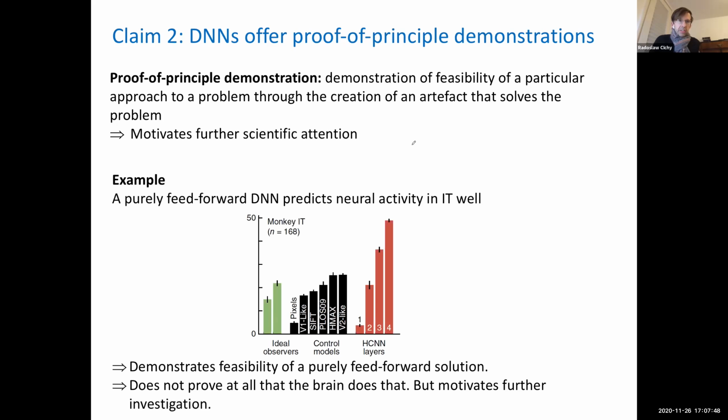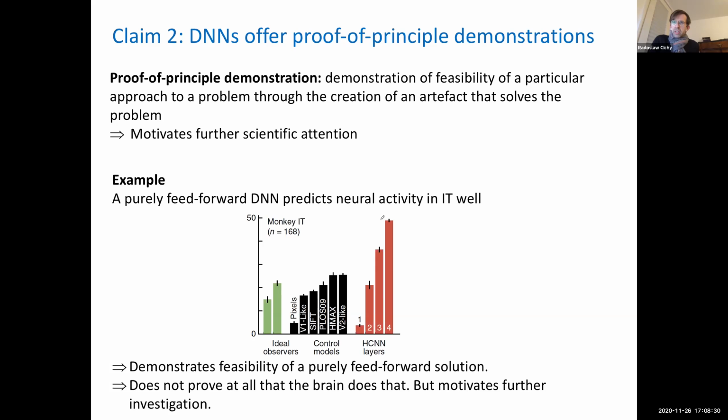A good example for this is a work from Jim DiCarlo from a bit far back, where he showed that a purely feed-forward network can predict neural activity in cortical area IT well. Here you see how well things predict on the y-axis. On the x-axis, you have ideal observers, control models, basically different types of models. And on the right in red, you have different layers of a deep neural network. You see the deep neural network is predicting the most variance in this region. And the important point here was that it demonstrates the feasibility of a purely feed-forward solution.